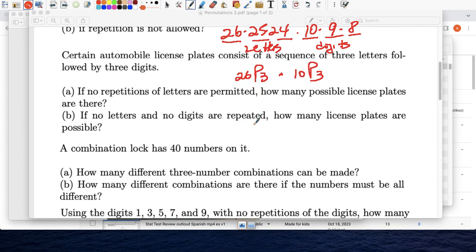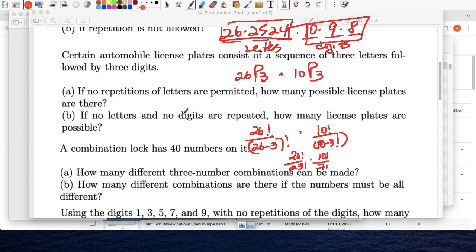Because, and again, it's 26 factorial over 26 minus 3 factorial, times 10 factorial over 10 minus 3 factorial, right? And this is going to become just 23 factorial, because once you subtract 26 minus 3, you're left with 23. So you're actually left with 26 factorial over 23 factorial times 10 factorial over 7 factorial. Right? And then if you simplify, you actually get these two numbers, which you can multiply and find the answer.